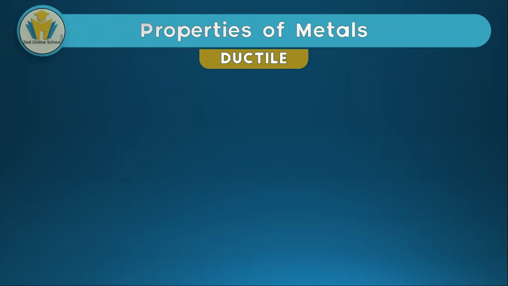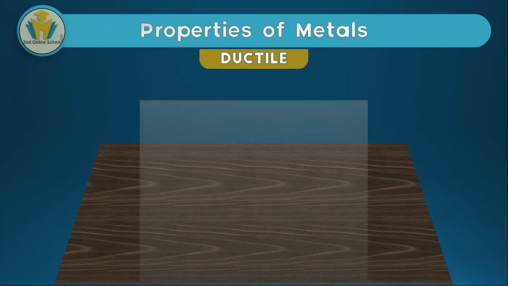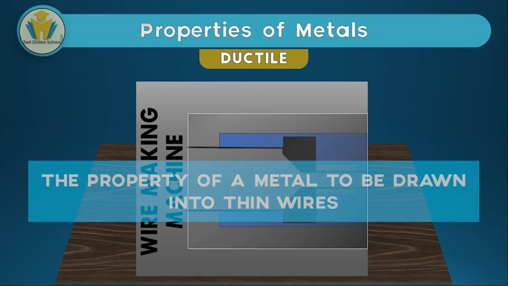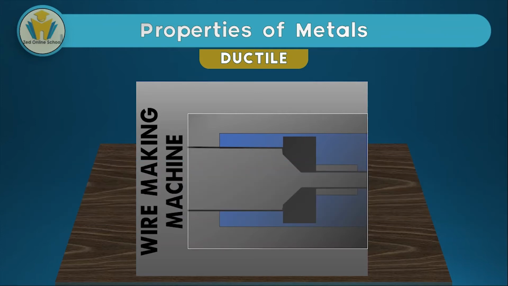Another property of metals is them being ductile. To be ductile just simply means the property of a metal to be drawn into thin wires. Let's say we had this machine, which is a wire making machine, and inside it we inserted a metal which we wanted to convert from a big wire to a smaller one. We exerted some force so that this metal started going forward. What happens is a thin wire will be produced at the other end.